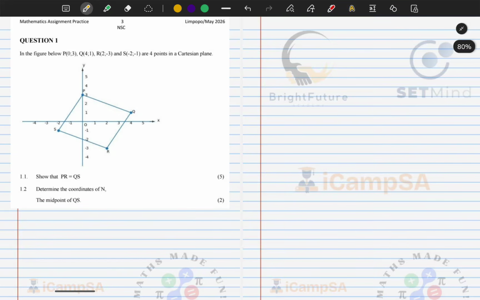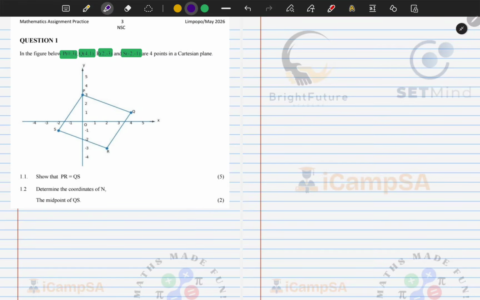In this question, we are given that in the figure below, P, Q, R, and S are 4 points on the Cartesian plane. As it can be seen, we have a Cartesian plane with 4 points, P, Q, R, S. And then we are being told the coordinates of P, the coordinates of Q, the coordinates of R, and the coordinates of S, right?